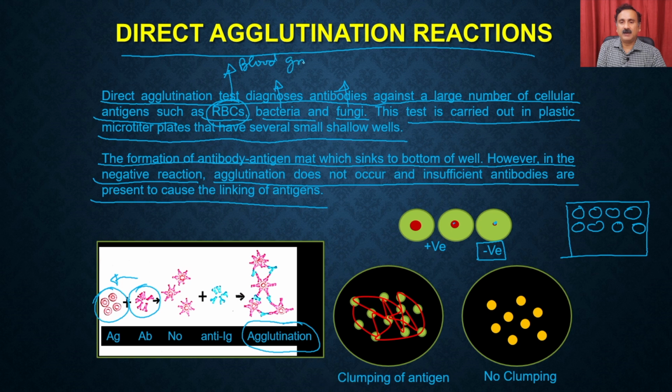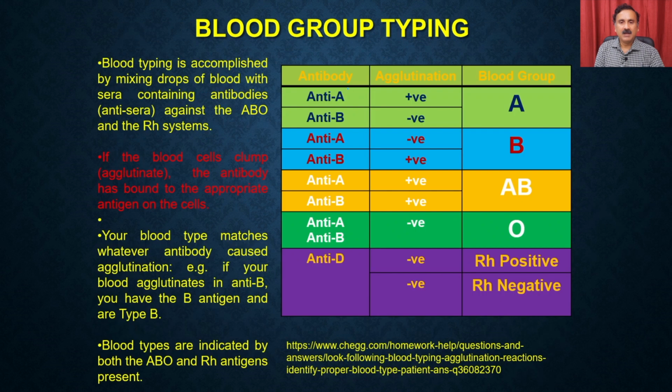So blood group detection: how can you do it? You can do direct agglutination reactions. Blood group typing is accomplished by mixing a drop of blood with sera containing antibodies against the ABO system and the RH system. So you can have antibodies against the A antigen, or antibodies against the B antigen.